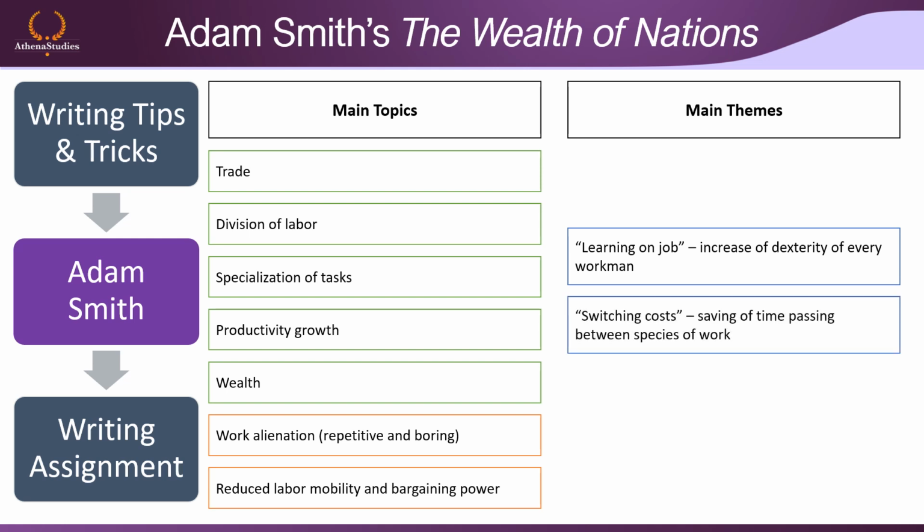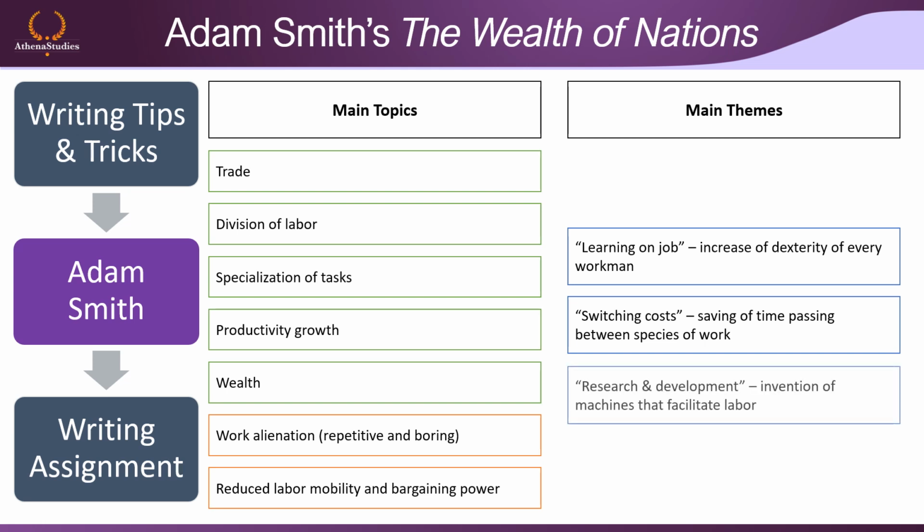Then switching costs. It's the saving of time passing between species of work. The switching costs are always something that you will be discussing during the course, and it also somewhat deals with opportunity costs. So it's just about focusing somewhere and not spending the time elsewhere, so that when switching from one thing to another, you do not lose any time.